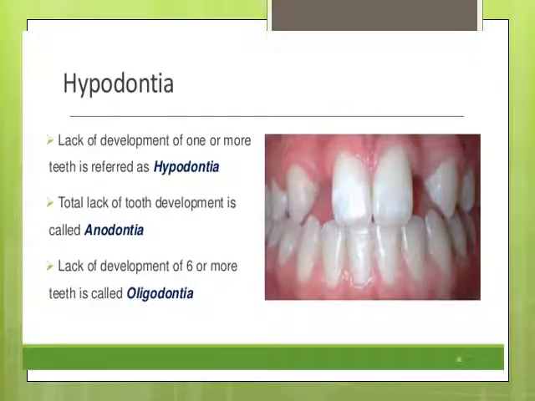Here you can see the hypodontia in this condition. The picture is showing the hypodontia in which less than six teeth are missing. The lateral incisors are missing over here, right? And a total lack of tooth development is called, as I have mentioned, anodontia. And if more than six teeth are missing, then we call the condition oligodontia, right? Understood?